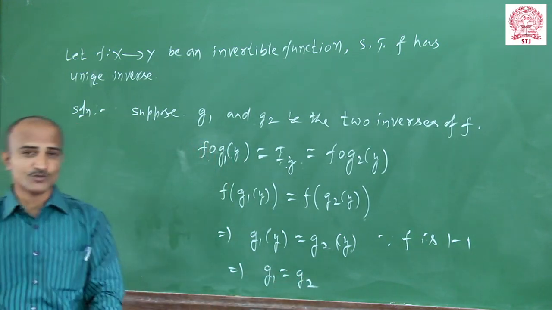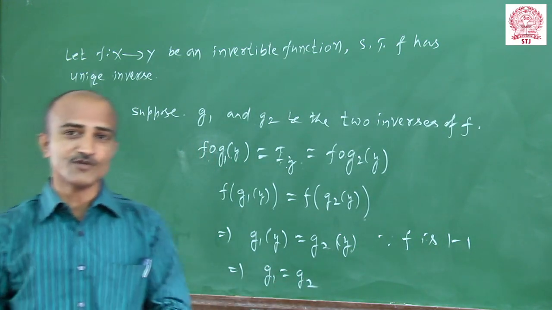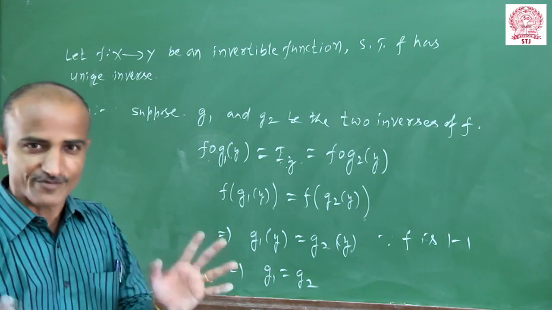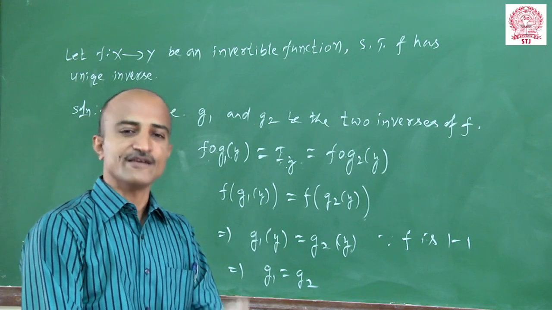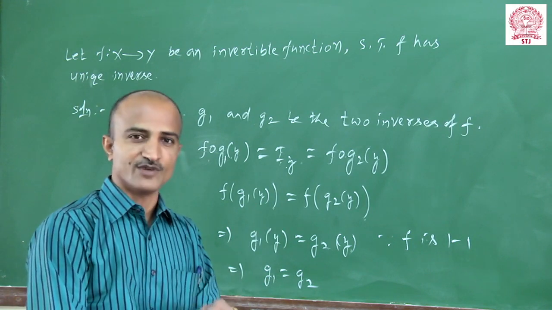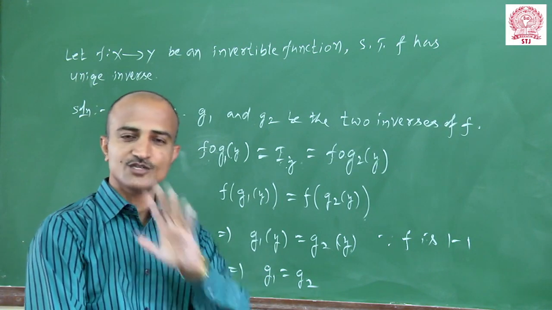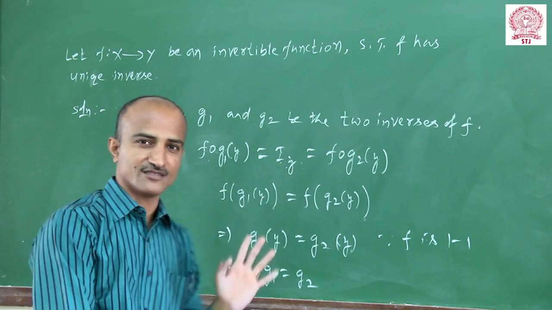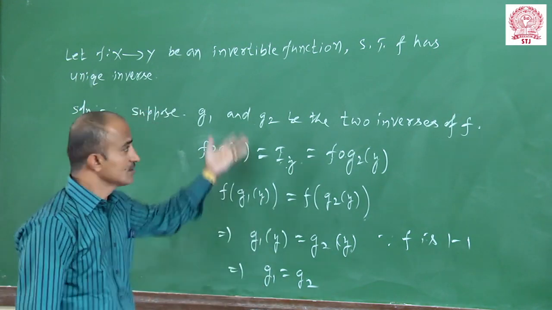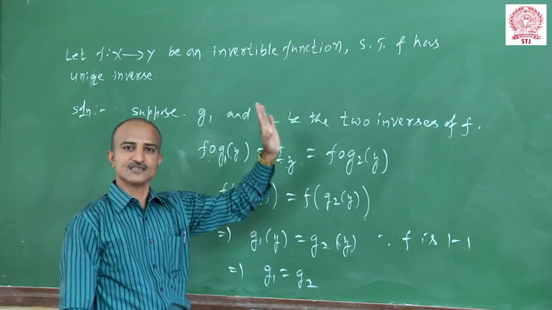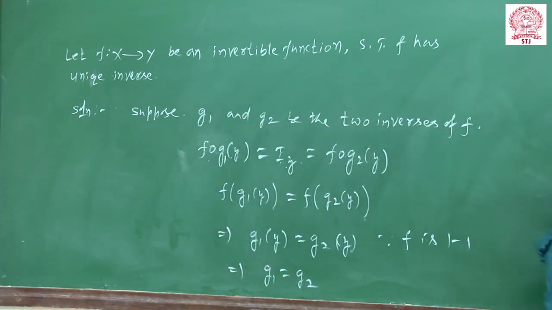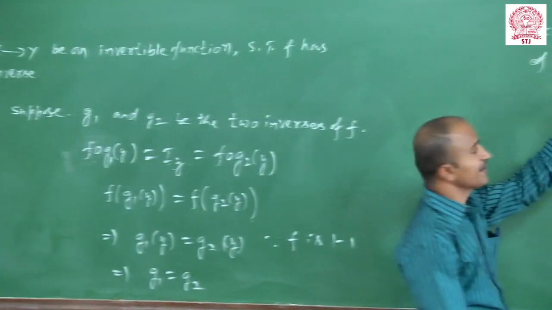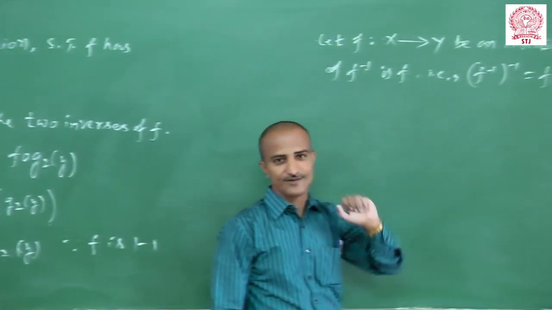Whatever we have assumed, that f has two inverses g1 and g2, they are not different, they are one and the same. With that we can conclude if a function has an inverse, then that inverse is unique. Here we have proved the inverse of a function is unique. Here we have one more property, that f inverse of inverse is f.